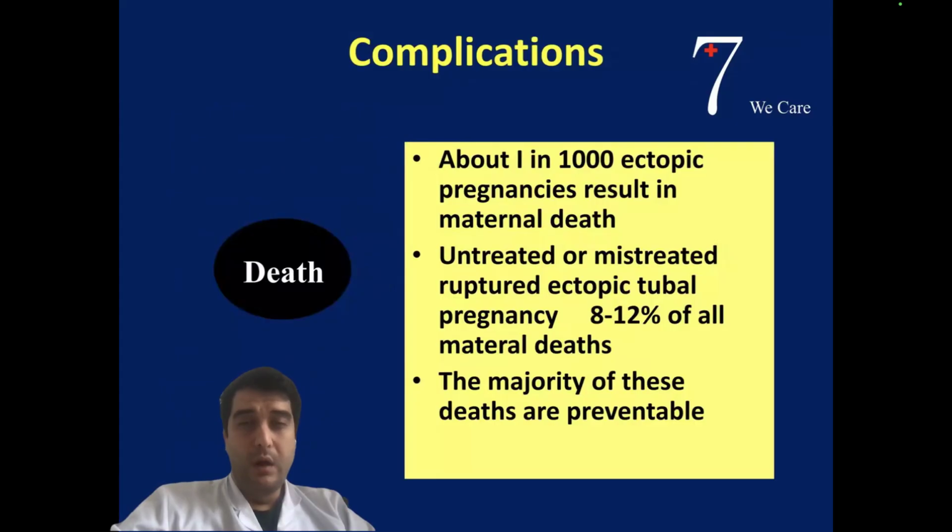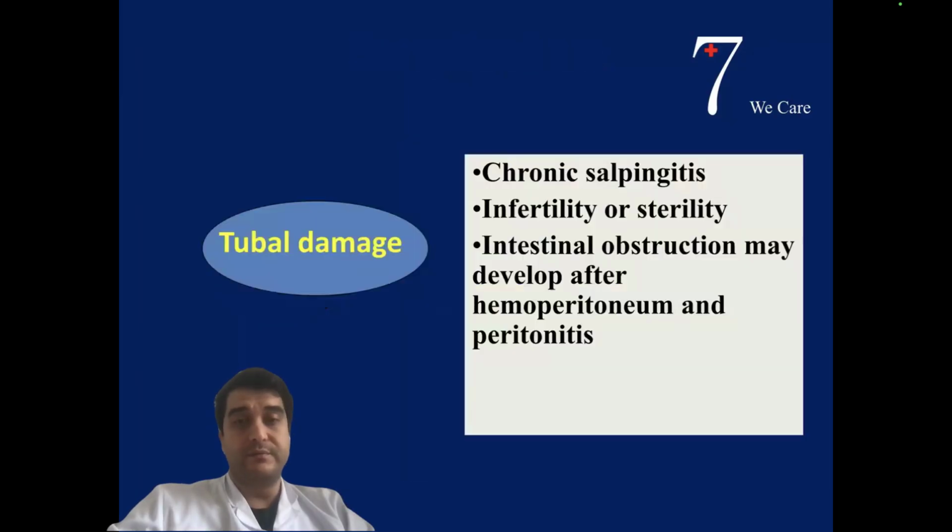Complications. About 1 in 1,000 ectopic pregnancies results in maternal death. Untreated or mistreated ruptured ectopic tubal pregnancy accounts for 8 to 12% of all maternal deaths. The majority of these deaths are preventable. Tubal damage includes chronic salpingitis, infertility or sterility. Interstitial obstruction may develop after hemoperitoneum and peritonitis.